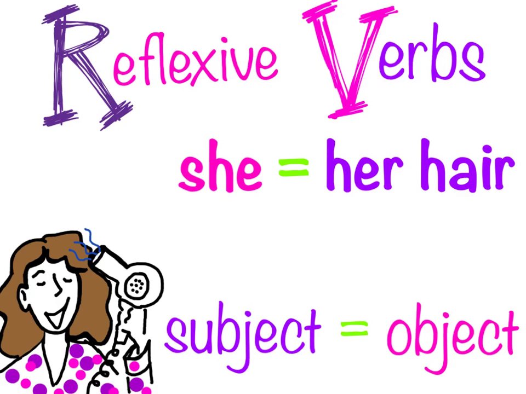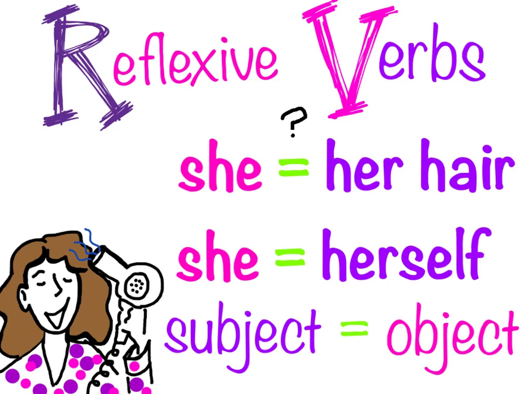Again, at first glance, it may be difficult to see that she is equal to her hair. But if you can replace her hair, or your object, with herself, or a reflexive pronoun, and your sentence still makes sense, you can then say that your subject does in fact equal your object. So if we can look at this picture and say she is drying her hair, we can also look at this sentence and say that she is drying herself. And we see that in both sentences, she is doing the action, but she is also receiving the action.